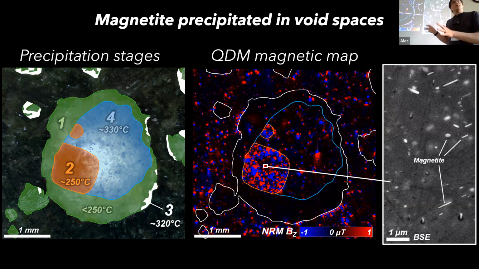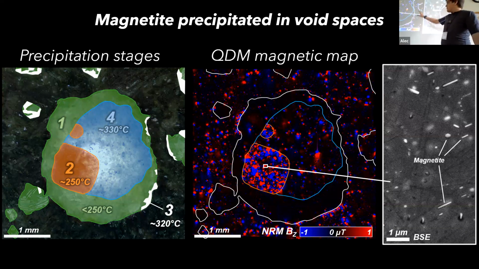Those minerals reflect the composition and thermodynamic conditions that prevail in the fluids. In our samples, this manifested as a very clear 4-stage prograde paragenetic sequence. I'm just highlighting those on the left with the numbers and colors and their associated temperature constraints. Some of these stages, especially stage 2 in the orange, are associated with quite strong magnetizations that are visible in the QDM maps.